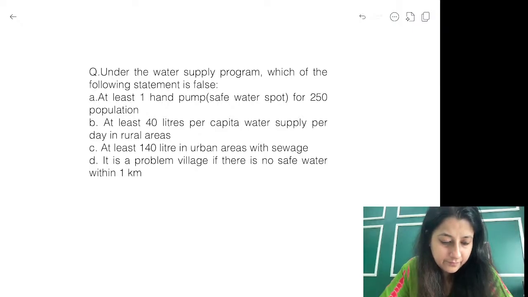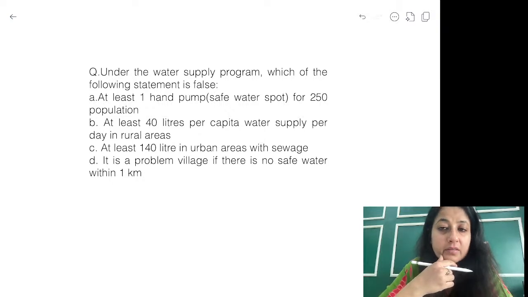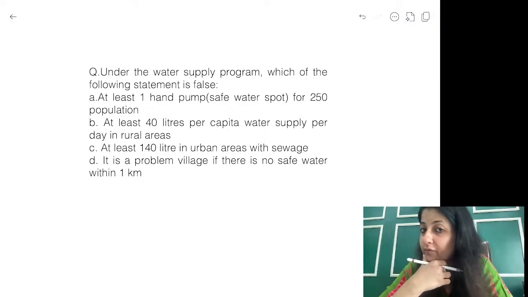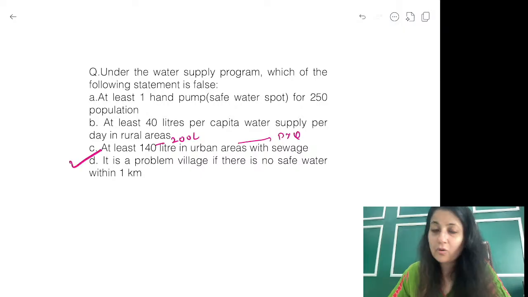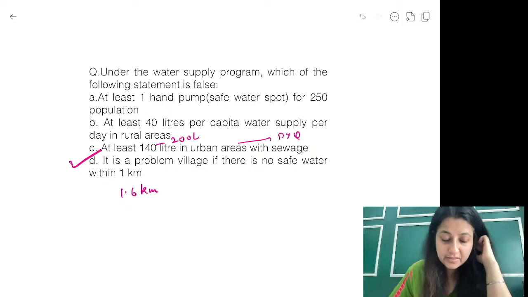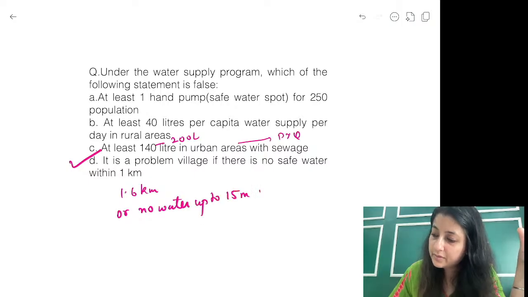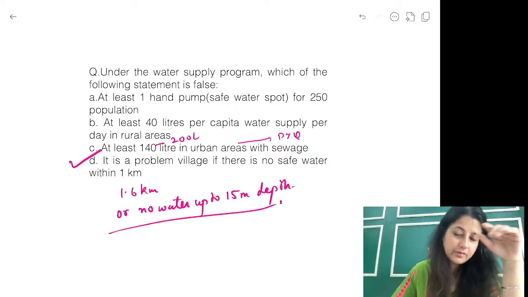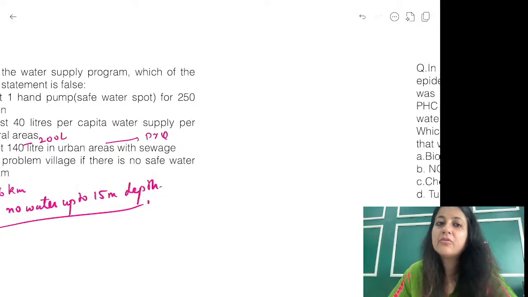Why aren't you writing? At least one hand pump for 250 people, at least 40 liters per capita water supply per day in rural areas, at least 140 in urban areas. This is a PYQ. 140 to 200 liters, that's okay. What is the correct answer here? Problem village is where there's no safe water within 1.6 kilometers, or when I start digging the ground, there is no water up to 15 meter depth. You will not find any source of water up to 15 meter depth. So these are just questions and one-liners that could come in your exam.